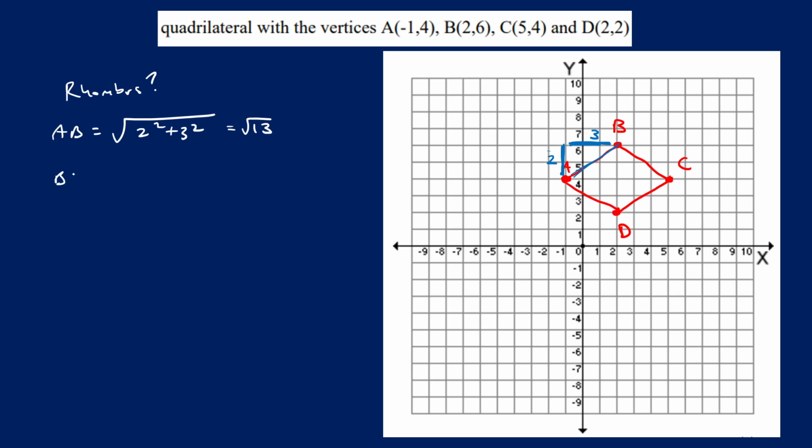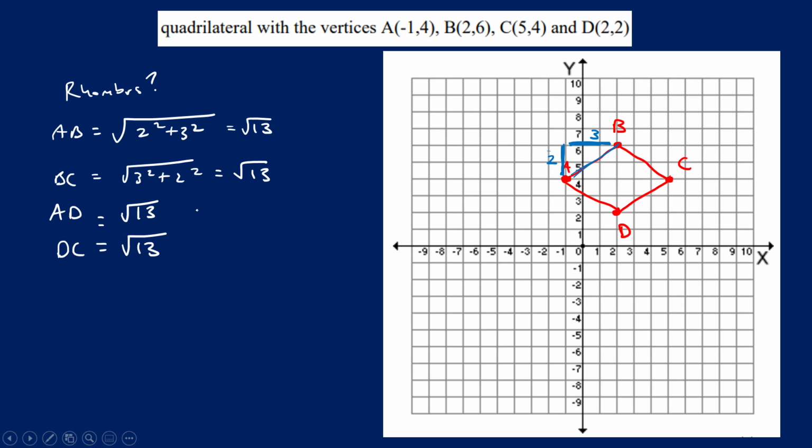Okay, go ahead and do BC. If you look at BC, you can see it's the same thing. You're going over 3 and down 2. And you're going to get the same thing. And then sure enough, for AD and also for DC, looking at your graph, you're going to go down 2 and over 3, or up 2 and over 3, whichever way you see it. And sure enough, they're all root 13. So it must be a rhombus, therefore, because they're all the same length.